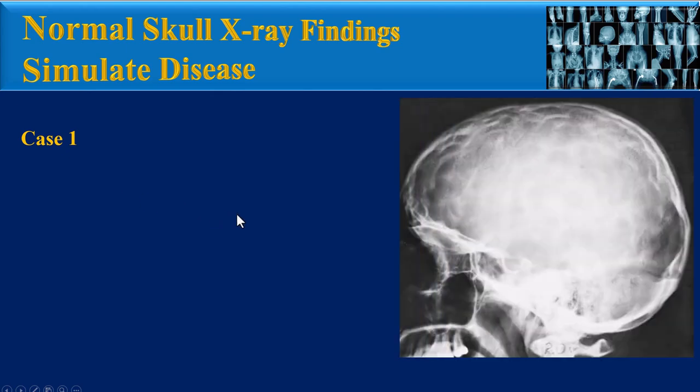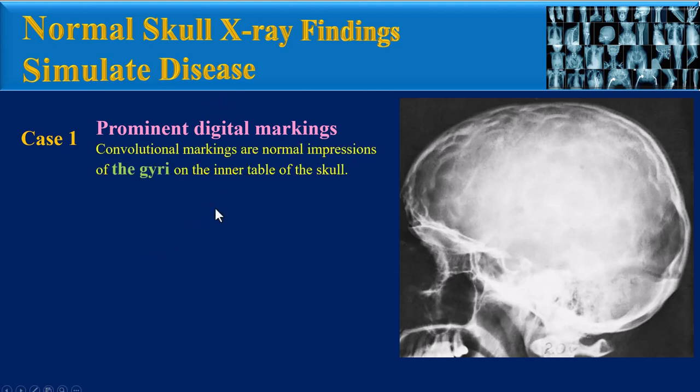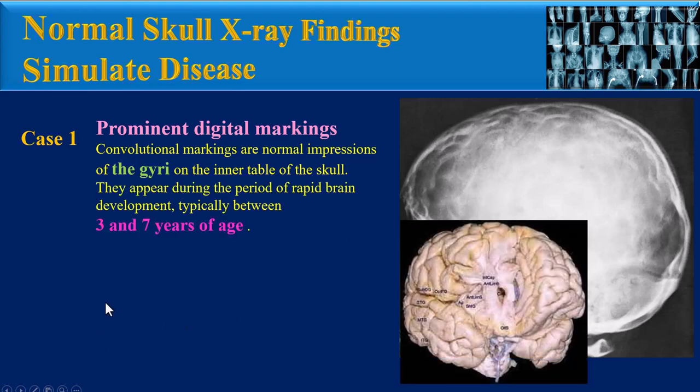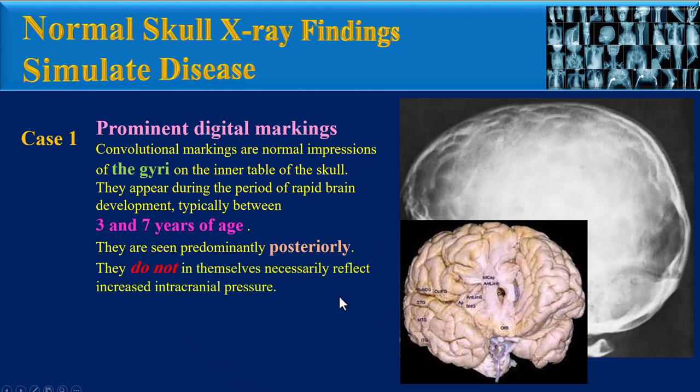Case 1. This lateral skull X-ray is related to a 4-year-old boy. In this image, we can see multiple lucencies separated from each other by thick cortical bone, but they show prominent digital markings. Convolutional markings are normal impressions of the gyri on the inner table of the skull. They appear during the period of rapid brain development, typically between 3 and 7 years of age. They are seen predominantly posteriorly but may be seen throughout the skull. They do not in themselves necessarily reflect increased intracranial pressure.